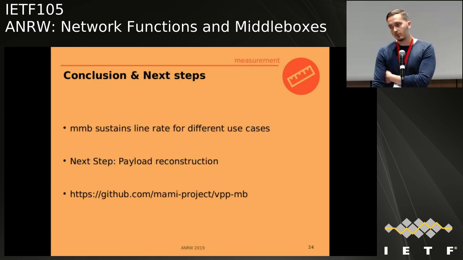So in conclusion, we evaluated MMB and found that it was able to sustain line rate for different use cases of middlebox policies. In the future, we would like to add payload reconstruction to it to be able to implement policies for IPSs, IDSs, or other things. So if you're interested or just curious, just check out the repository.